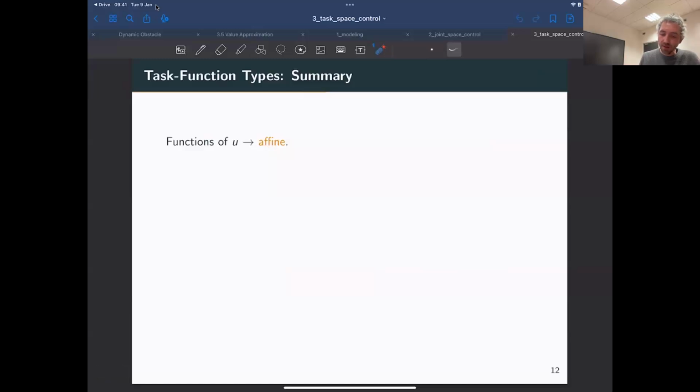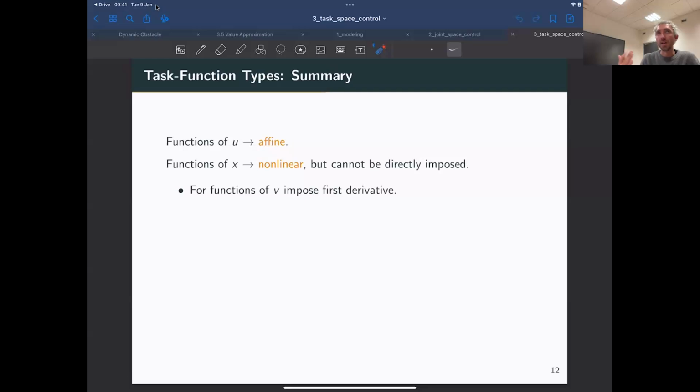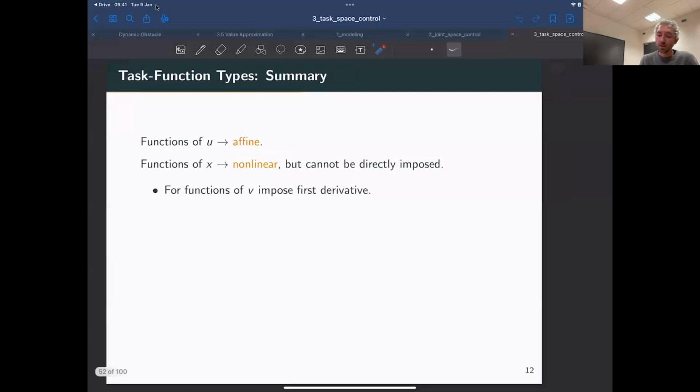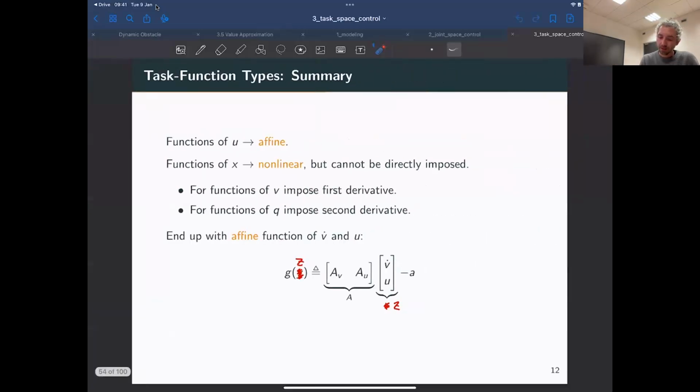Okay, in case you have a dependency on U, you must have something affine. For a dependency on the state X, you can have something nonlinear, but you cannot directly impose that error because you don't have a dependency on the decision variables of your problem. So what you do is that you impose either the first derivative if you have a velocity dependency, or you impose the second derivative if you have a configuration dependency. So what you get in the end is an affine function of V dot and U.